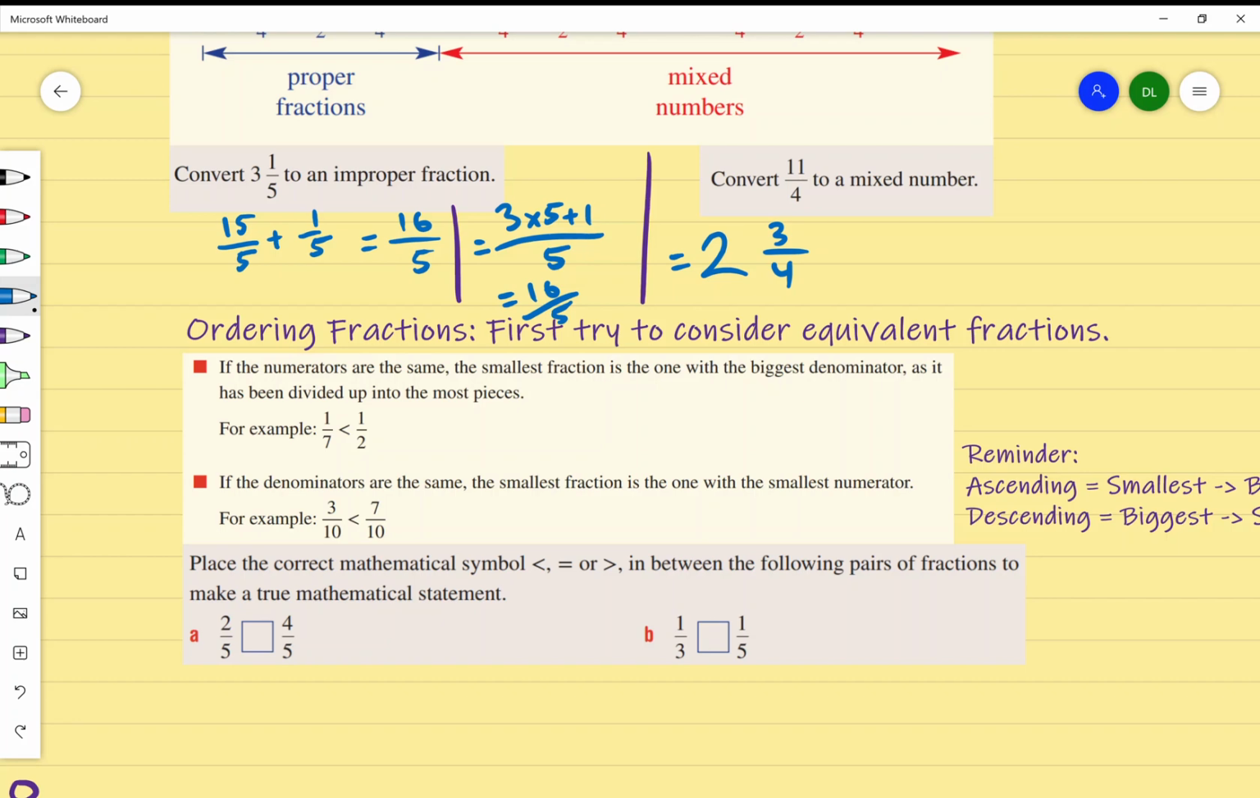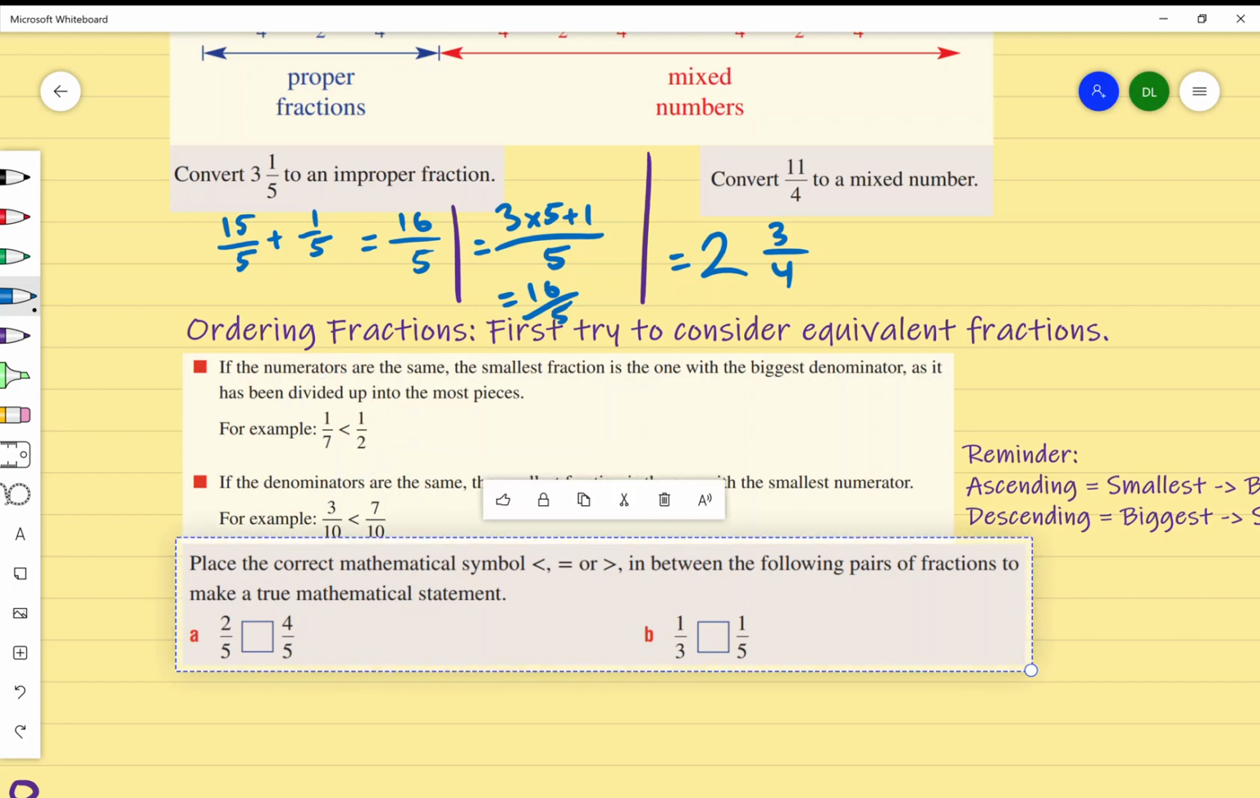If the numerators are the same, so the numerator is the number on top, the smaller fraction is the one with the biggest denominator. If you think about it, a piece of cake, and let's say you're trying to eat more cake, would you rather a piece of cake that's split 4 ways equally or 10 ways equally? You would prefer the one cut 4 ways. Exactly right. So in this case, for example, 1 over 7 is less than 1 over 2 because the denominator is bigger in the first example.